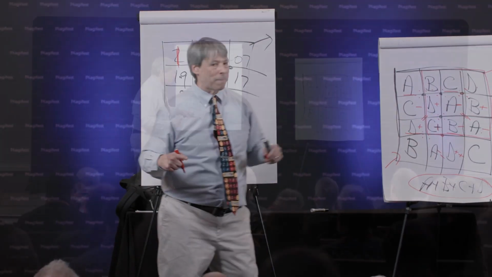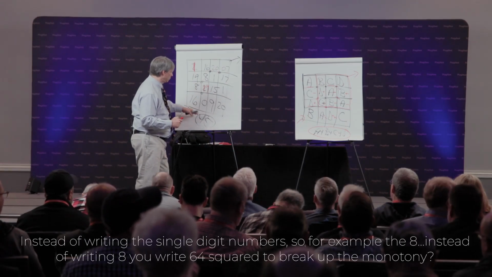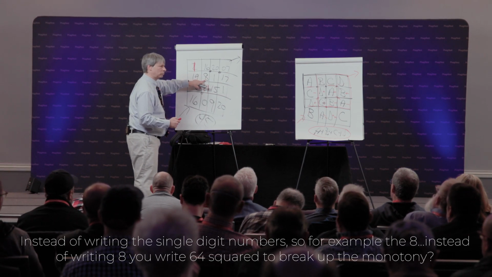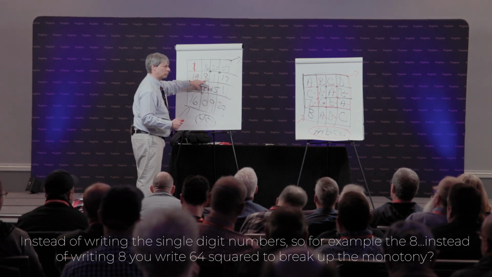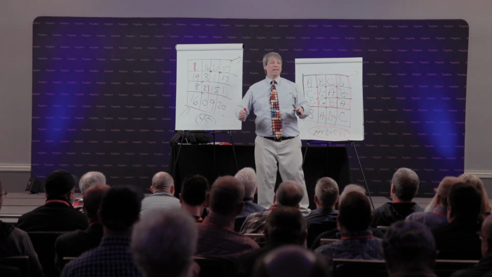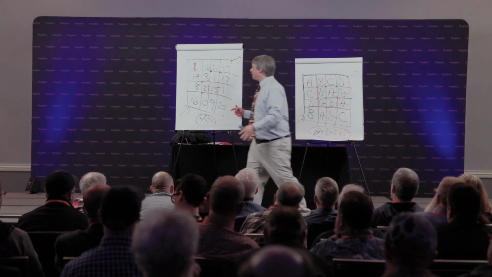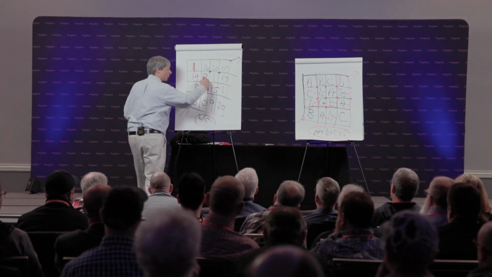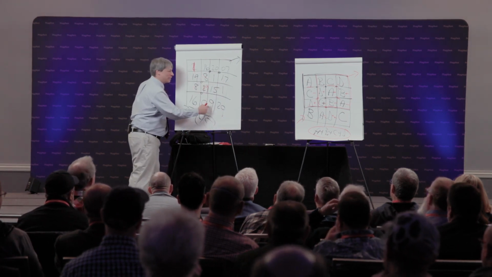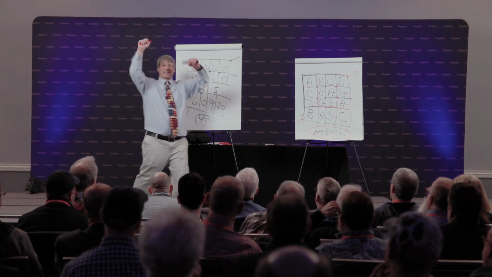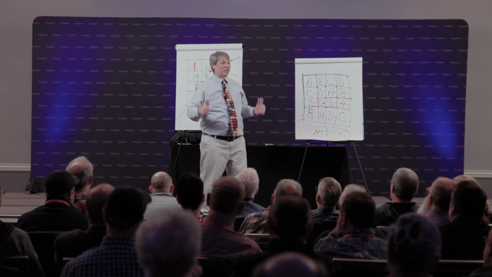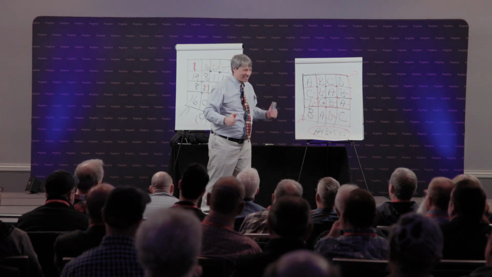Okay, another question, yeah? Instead of writing down just the single-digit numbers, like for that 8 right there, instead of writing down 8, you write down the square root of 64 to break up the monotony. Make it look harder by putting in things like, instead of 8 writing the square root of 64, instead of 9 writing, I don't know, 3 times 3, like some of those clocks that have the numbers 1 through 12 as math problems. I think the audience would really hate me.